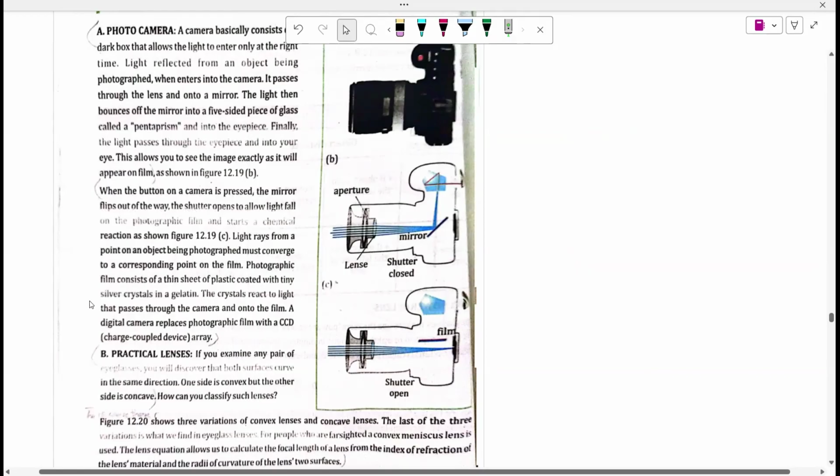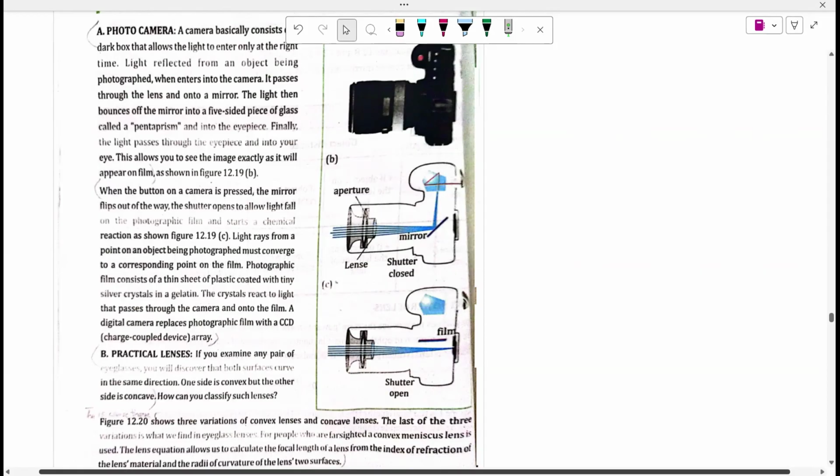Light rays from a point of an object being photographed must be converged to a corresponding point on the film. Photographic film consists of a thin sheet of plastic coated with tiny silver crystals in gelatin. The crystals react to light. This is about old cameras which used photographic films. You might have seen that in the movies as well.